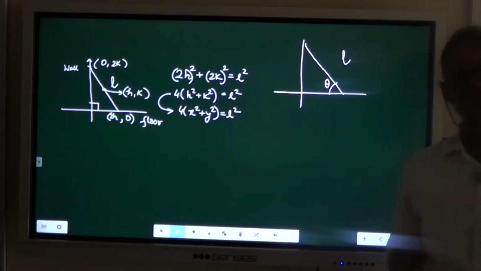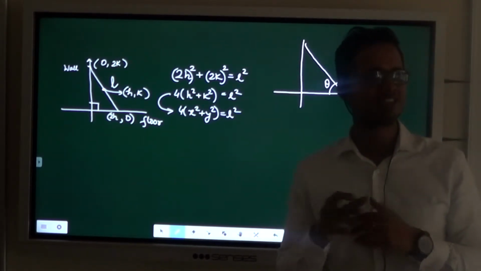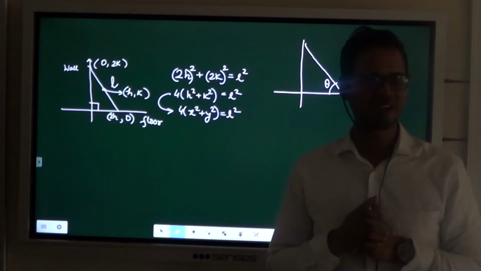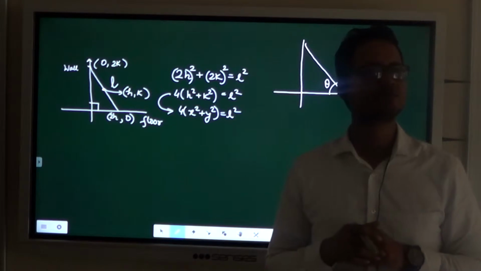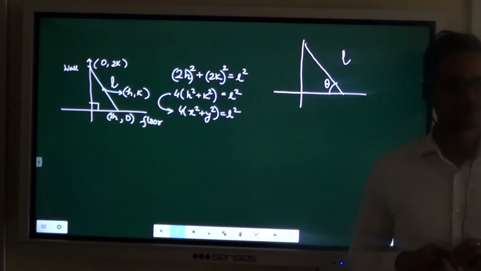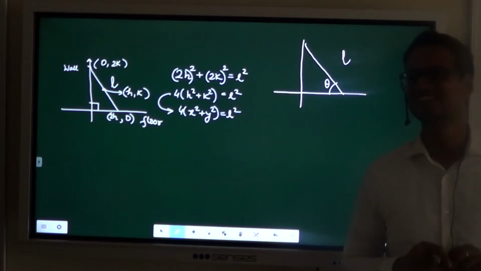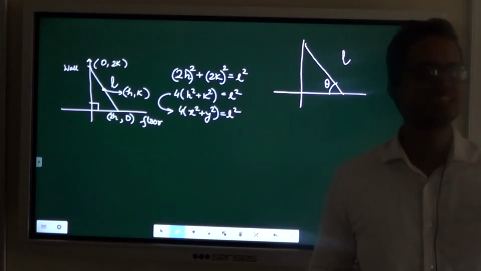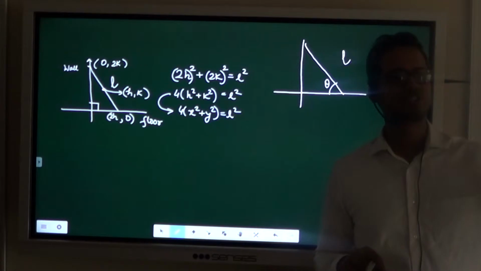What is the difference between a parameter, a variable, and a constant? A parameter is something that decides all of the variables. Theta is basically like a condition that determines x and y. Do you understand my question? All of you please understand this question.